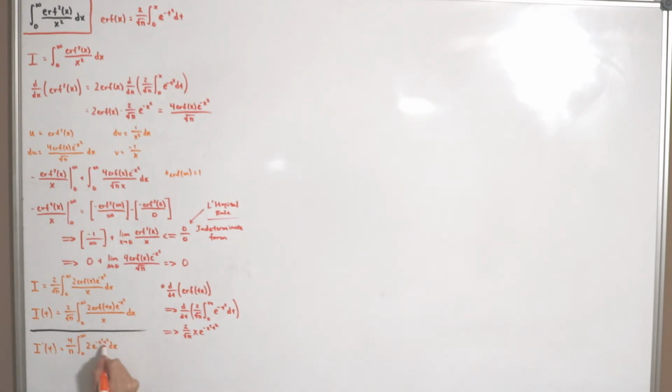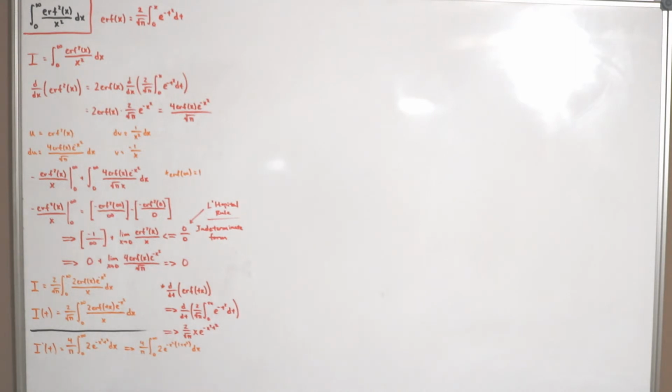Okay, and then I can rewrite this exponent a bit. I can factor out negative x squared. So this is 4 over pi, integral 0 to infinity of 2 times e to the negative x squared, multiplied by 1 plus t squared, and then dx. Okay, cool. So now we just need to figure out how to integrate this.